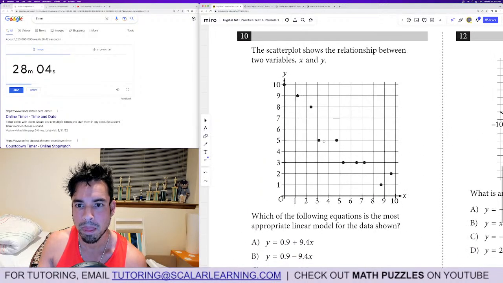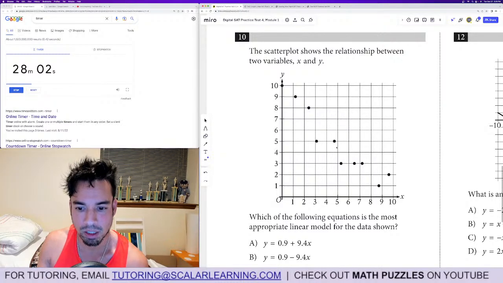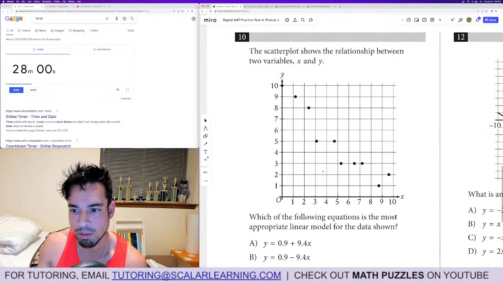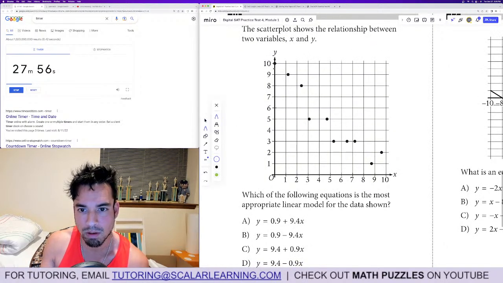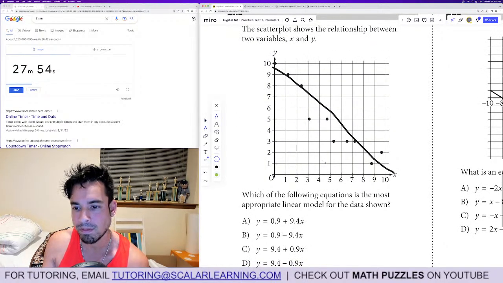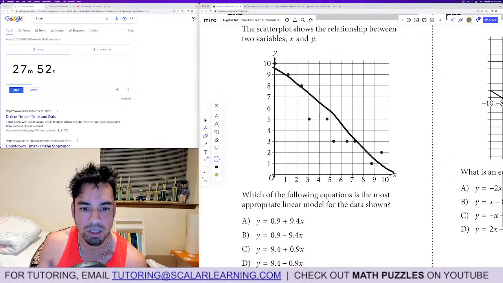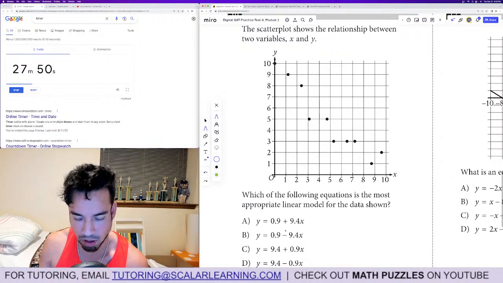Sorry, okay. A scatter plot shows the relationship between two variables, x and y. Which of the following equations is the most appropriate linear model for the data shown? So obviously, if you draw a rough line, just a rough line like that, what does that look like? A negative slope, okay?